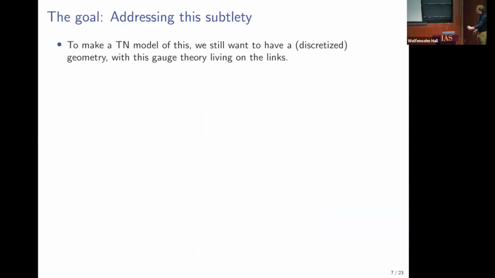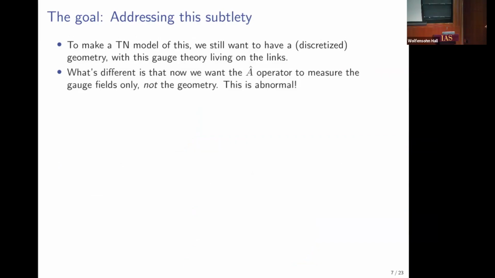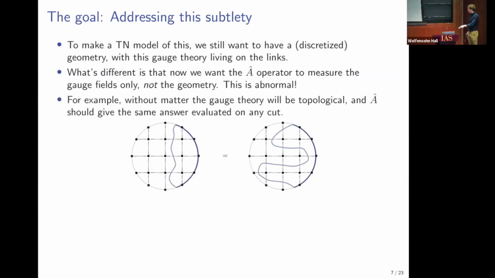So to make a tensor network model of this, we still want to have some discretized geometry, like before, with this gauge theory living on the links. But what's different now is that we want the A hat operator to measure the gauge fields only, not the geometry. So this is abnormal from the point of view of tensor networks. So let me emphasize what we want. Again, in the case without matter, this gauge theory that we're going to want to include will be a topological lattice gauge theory. And this A hat should give the same answer evaluated along any cut, maybe this cut or this weird cut that cuts many more links. And that's not something that the area operator in normal tensor networks does.